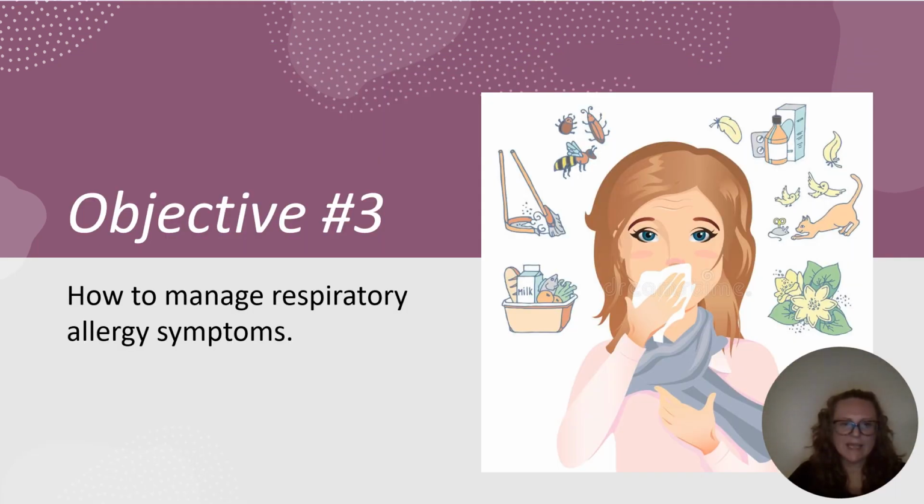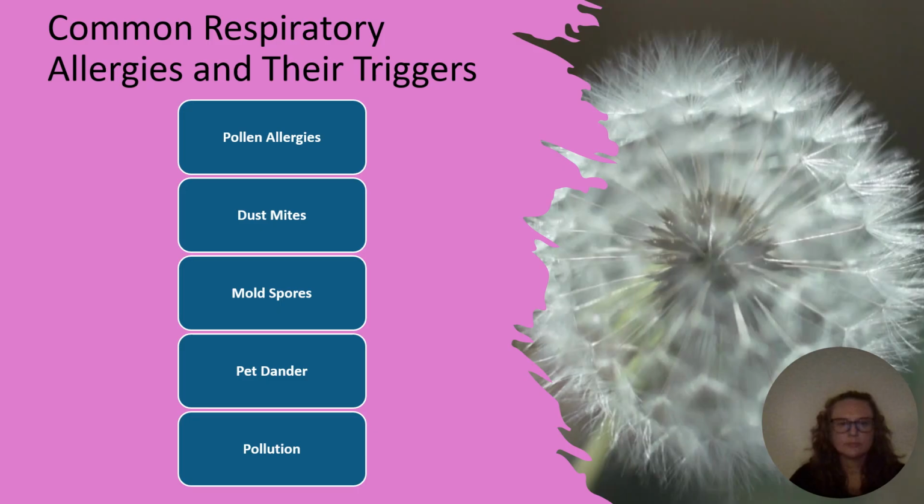Objective number 3, how to manage respiratory allergy symptoms. Common respiratory allergies and their triggers. Pollen allergies. Pollen from trees, grasses, and weeds can trigger allergic reactions. Common types include tree pollen in the spring, grass pollen in the summer, and weed pollen in the fall.